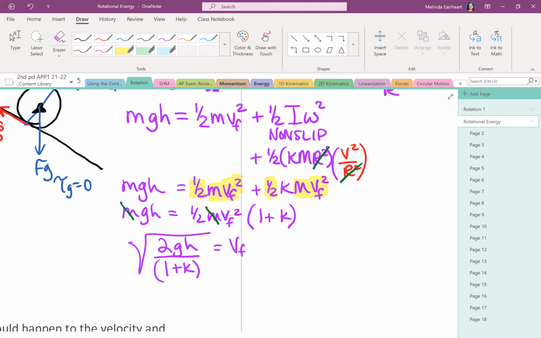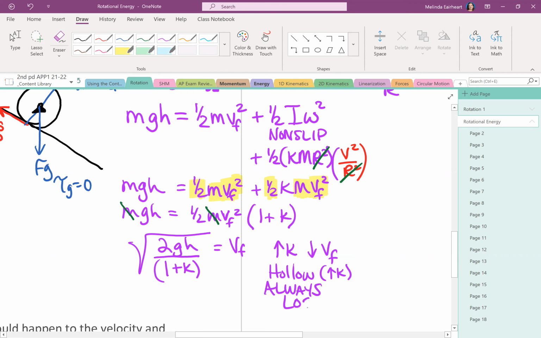He said hollow always loses. Hollow shape constant is 1. A cylinder is 1/2. So the bigger the shape constant, the what? The smaller the final speed in the linear direction. And if you think about winners of races, you want the quickest time, right? You want to be going the fastest. And so hollow always loses. Hollow has a large k, always loses.